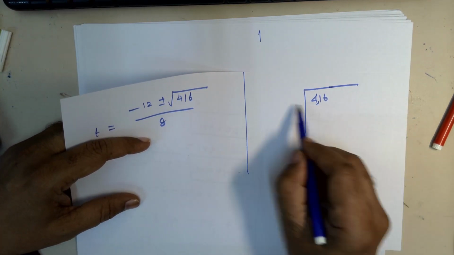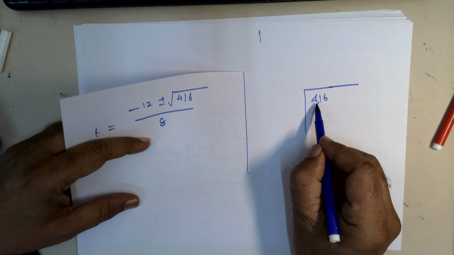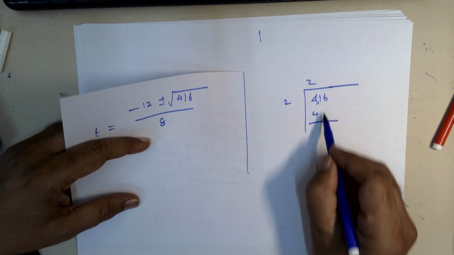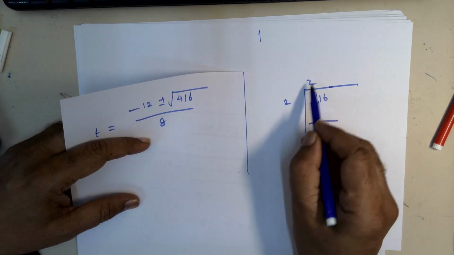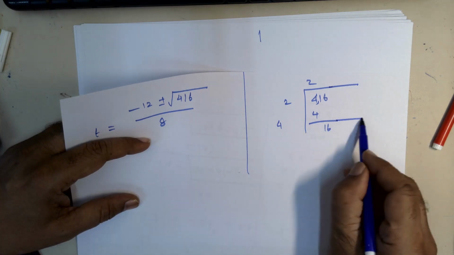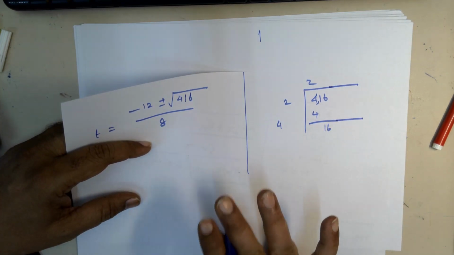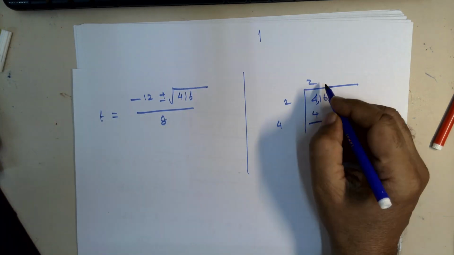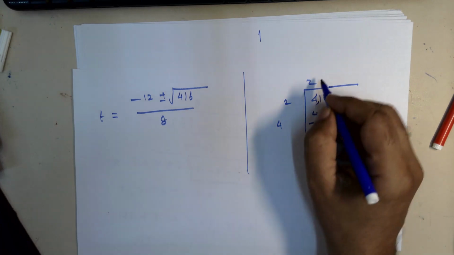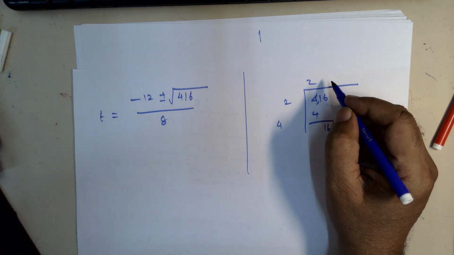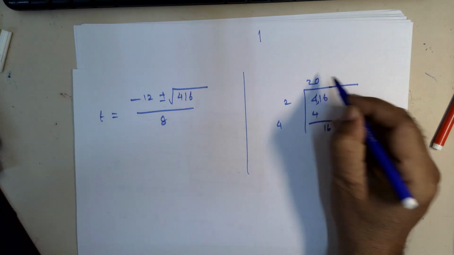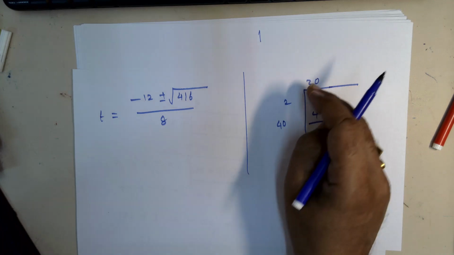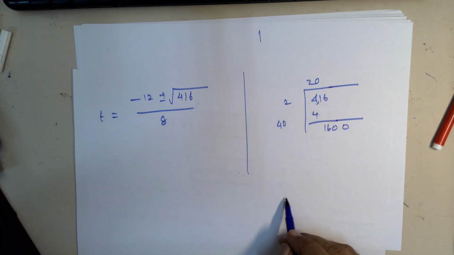So 416. Now, what is the simple square near these four? Two twos are four, right? Then drop this 16, and multiply this 2 by 2, that is 4. Now you have to find out how many times it goes. It won't go, so put 0. You can make it 40.